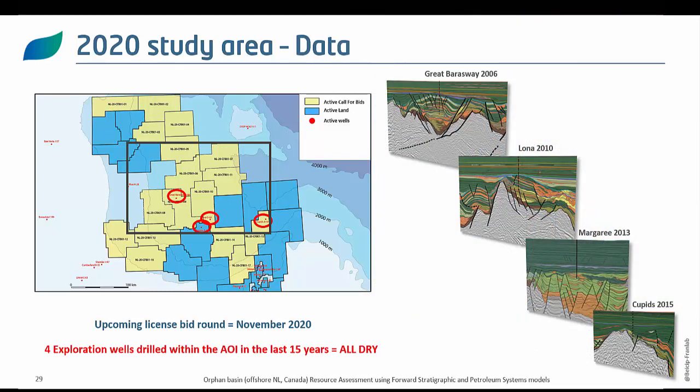So polyphasic history linked with the Atlantic opening at regional scale, and that generated complex structures at local scale. And among those structures, a few of them were drilled in the past 15 years. So luckily, 4 of those wells are within the study area, but unfortunately, they are all dry. And this is one of the key points we have to explain.